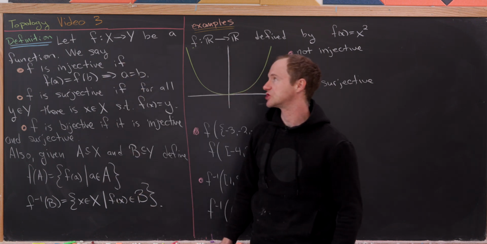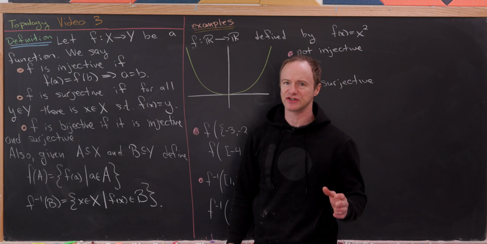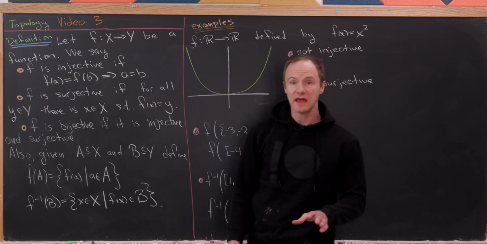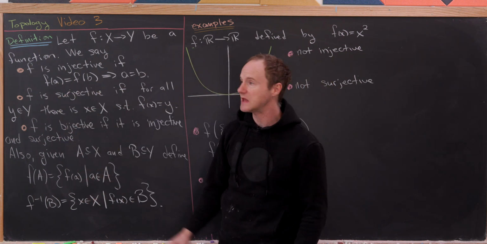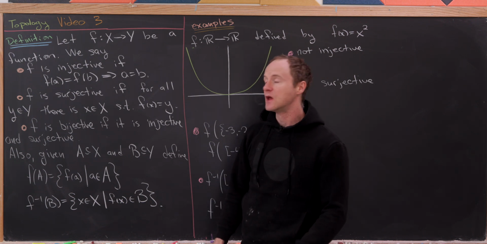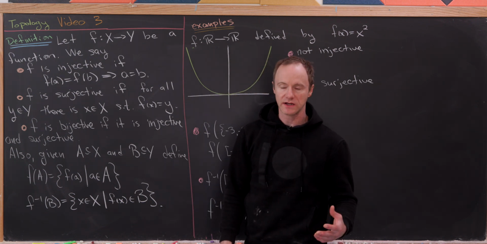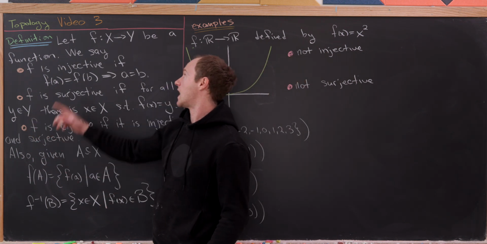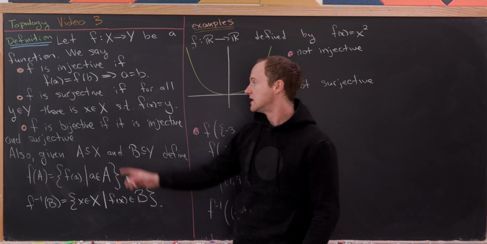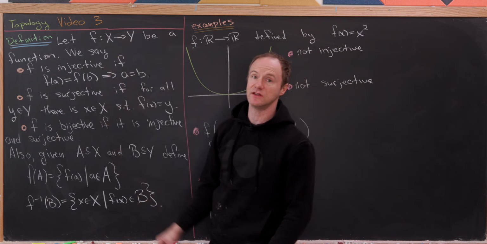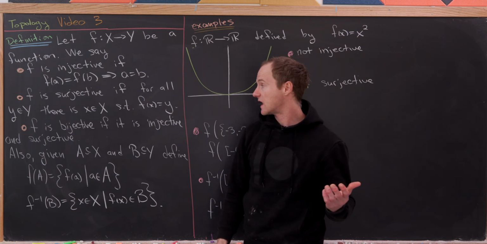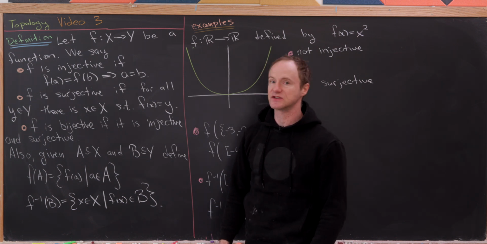So let's say we've got a function f from X to Y, and here X and Y are just sets. We don't necessarily have a topology on them. Let's recall that we say f is injective if whenever f(a) equals f(b), we know that a equals b. We say it's surjective, or onto, if its image is everything. In other words, for all y in Y, the target space or codomain, there exists an x in X, the domain, such that f(x) equals y. And then we say that f is bijective if it's injective and surjective.